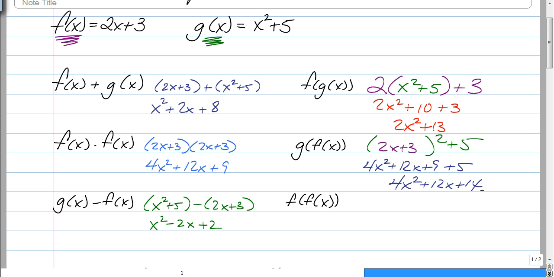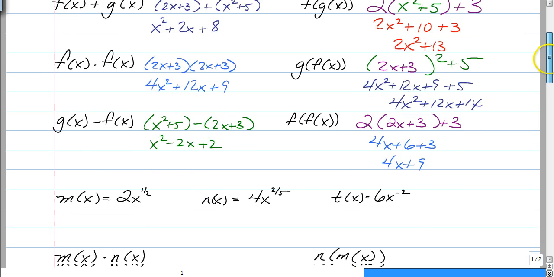So the last one is f of f of x. What you're going to do for this is start writing your f of x, but give parentheses. And now you're going to substitute the f of x right into it. And then, you guessed it, you're just going to distribute: 4x plus 6 plus 3, and you get 4x plus 9, and that's it. You're done. So that is composition of functions.